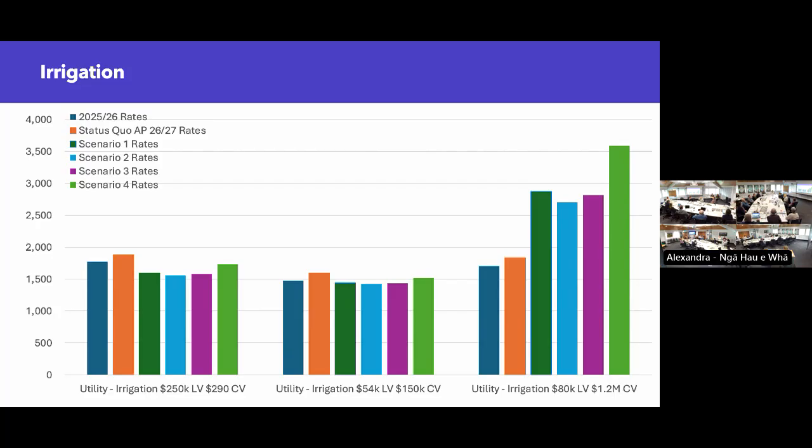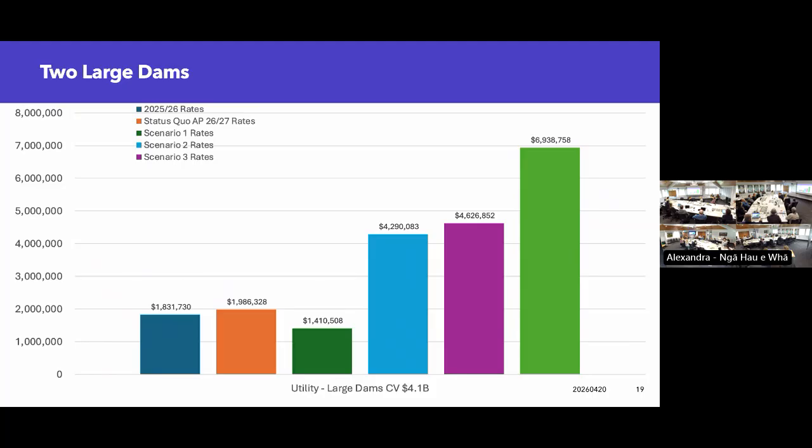And then we go to the two big large dams. And this is where a massive shift is going to capital value, 100%. With the scenarios. Scenario 4, it's the big one. It's a times 2 differential. The purple one is the same differential as everyone else except for residential.